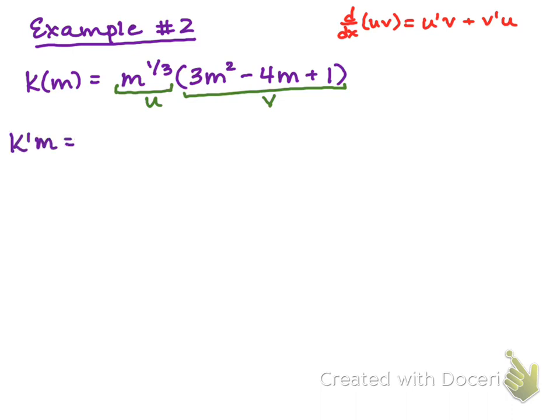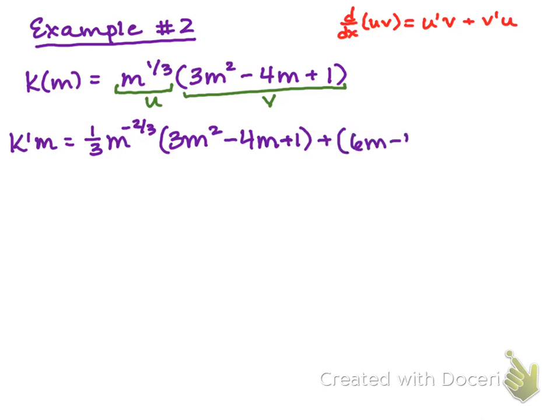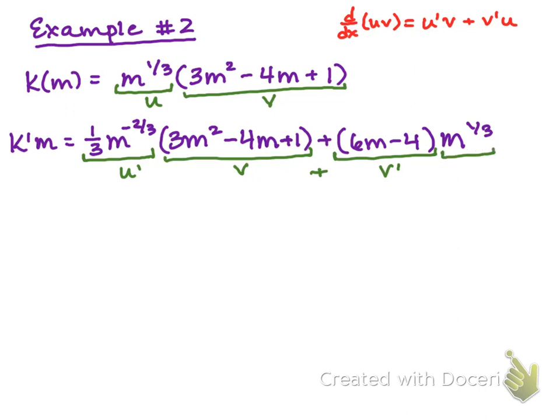K prime of m equals the derivative of u, which is 1/3 m to the negative 2/3, times v, 3m squared minus 4m plus 1, plus the derivative of v, that's going to be 6m minus 4, times u, or m to the 1/3. So again, let me write out what everything is. This is u prime, v, and then we have plus v prime u. Okay, I'm going to clean this up. I'm going to simplify, multiply everything out, and then simplify.